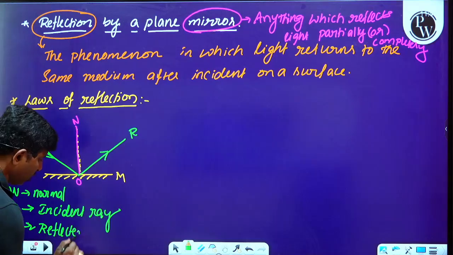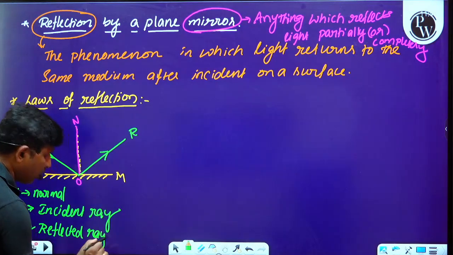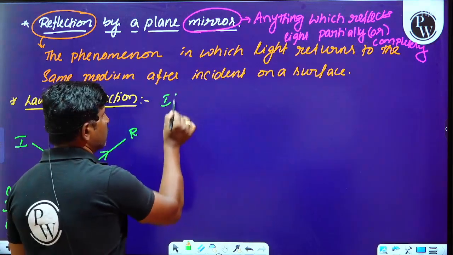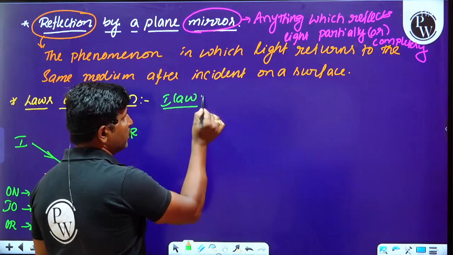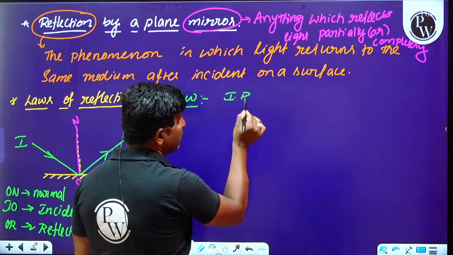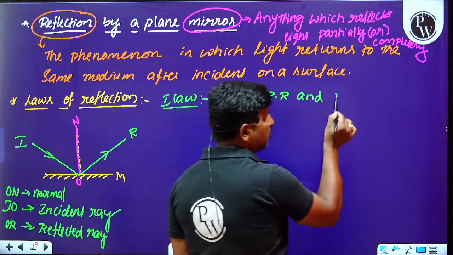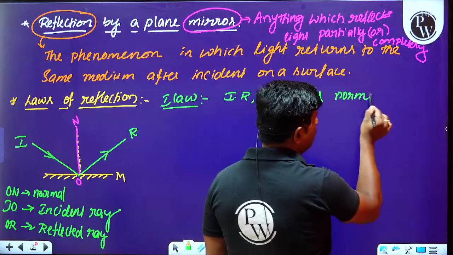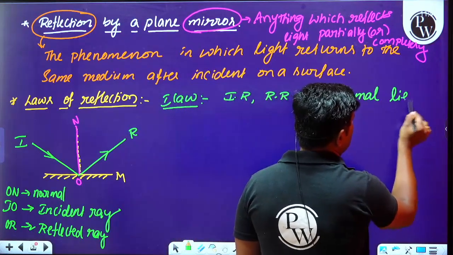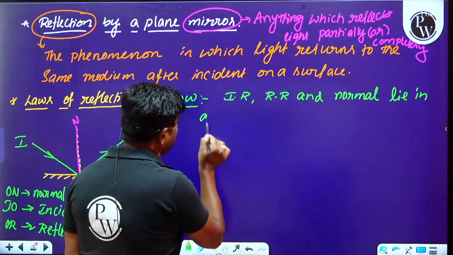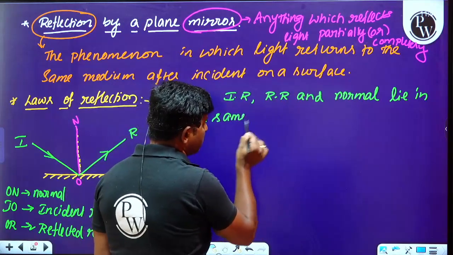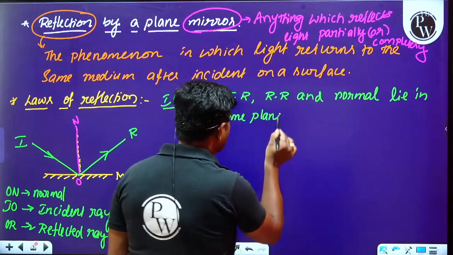So what is the first law of reflection? The first law states that the incident ray, reflected ray, and the normal at a point lie in the same plane. You are all familiar with the first law of reflection.